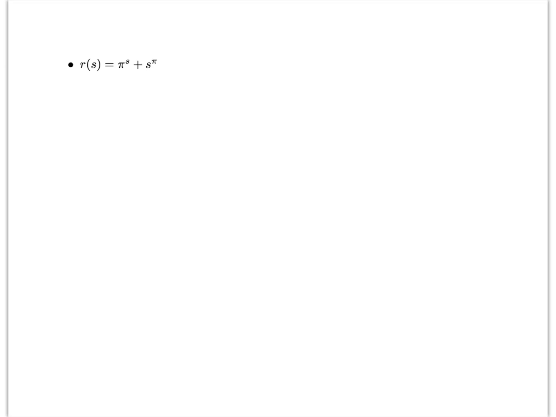R of s equals pi to the s plus s to the pi. So this one is really trying to stretch your math muscles in terms of reminding you, which one am I using, the power rule or the exponential rule? You have to remember that s is the variable. So in the first case, it appears in the exponent, making this an exponential. And in the second term, the s appears in the base, making this a power. So I'm just going to make a little note like exponential, power. Okay, because s is the variable. Pi is just a number.